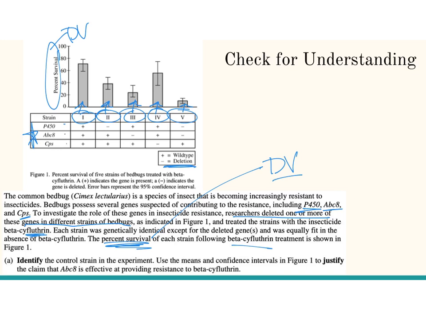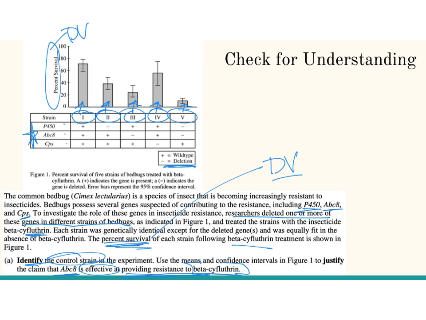So all I want you to do for this, and this had another part to the question on the real exam, is identify the control strain in the experiment. And I want you to use the means and the confidence intervals in figure 1 to justify the claim that ABC8 is effective, so it's good at providing resistance to beta-cyfluthrin.